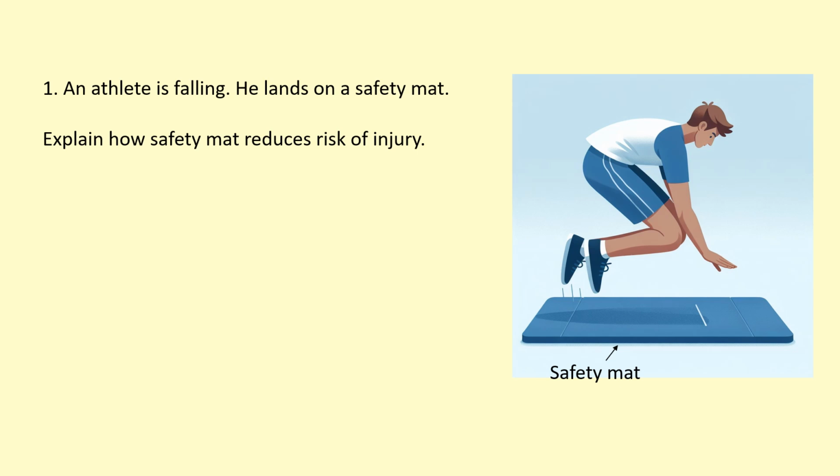Here's another example of a safety device that uses the same equation. An athlete is falling, and he lands on the safety mat. Explain how the safety mat reduces the risk of injury. Like I said, it ultimately comes down to this equation: force is the rate of change in momentum. The time taken for him to stop with the safety mat is going to be longer. Without the safety mat, he'll just stop very suddenly. The change in momentum is the same, so he's going to fall at the same speed.